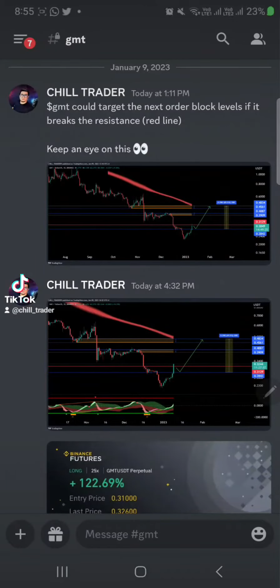GMT going crazy right now. This is one of the charts that I have shared in our VIP Discord today. GMT could hit the next order block levels if it breaks the resistance red line. Keep an eye on this.